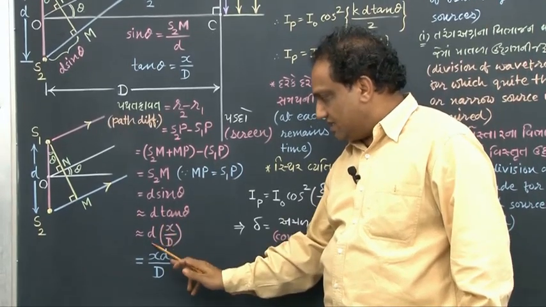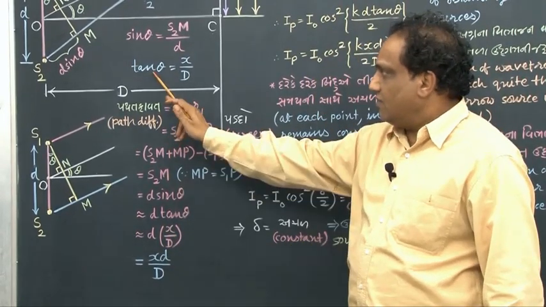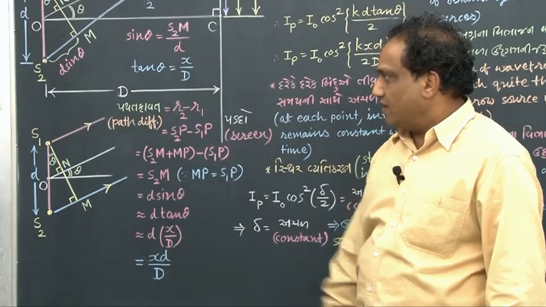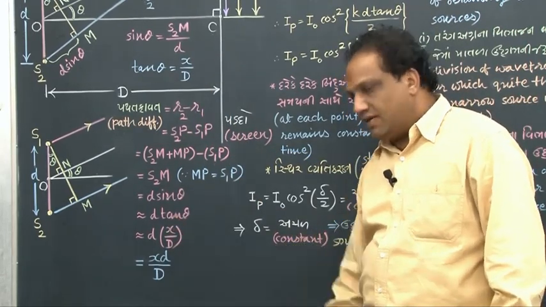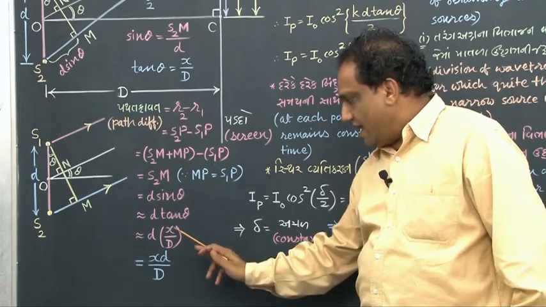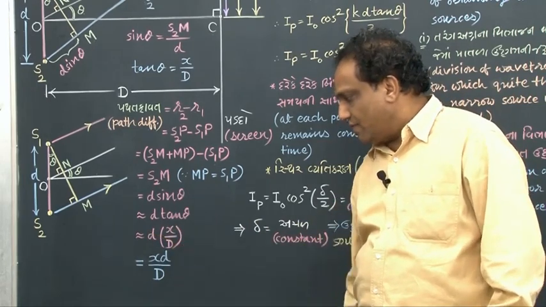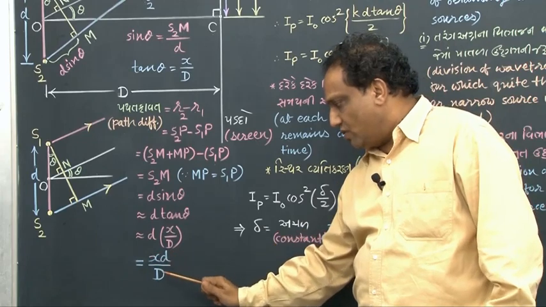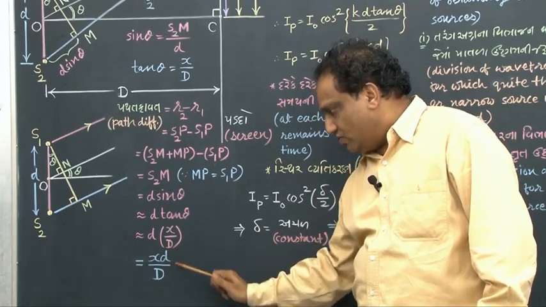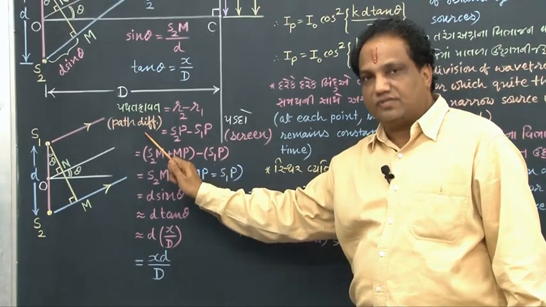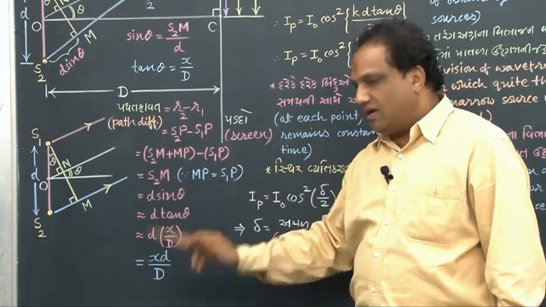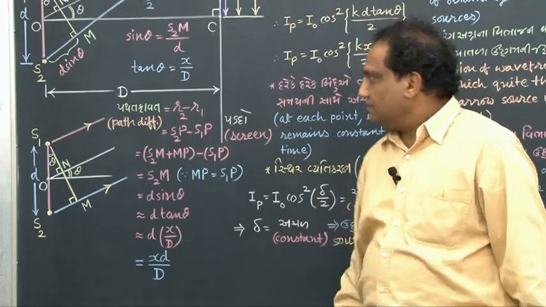Keep d as it is. What is the tan theta value? Right now it is x upon capital D. Tan theta is x upon capital D. So it is x into small d upon capital D. This gives you the necessary expression for finding the path difference. Remember this formula. Later on we are going to use it.